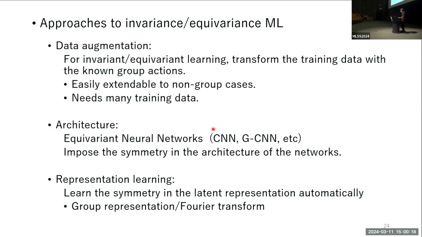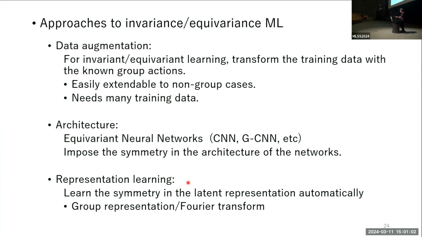And the second approach is the architecture, as I explained in the first part, at the beginning of my talk. And the equivariant neural network, which is basically the convolutional neural network, and recently group convolutional neural networks have been developed. And such approach is becoming very popular when some group symmetry exists in the data. And in this case, we impose a symmetry or group action in the architecture of the networks. So we have a very compact expression or compact modeling of the symmetry.